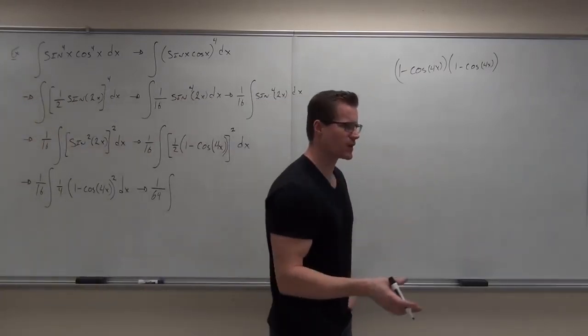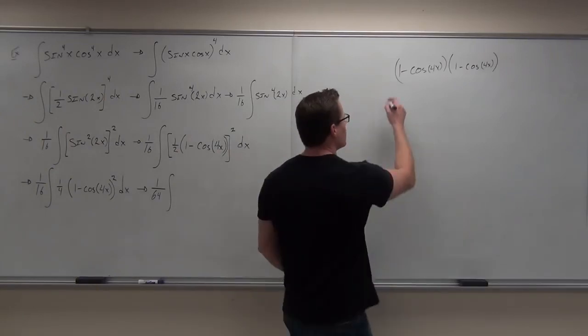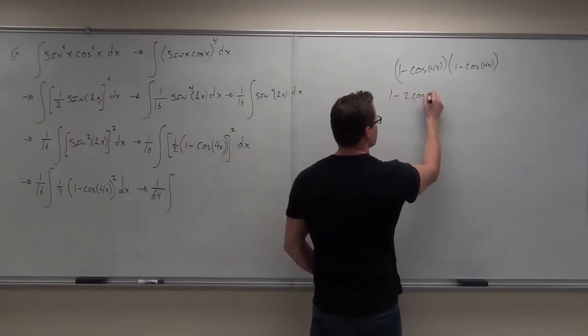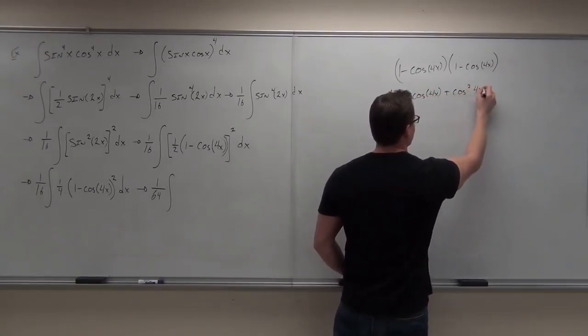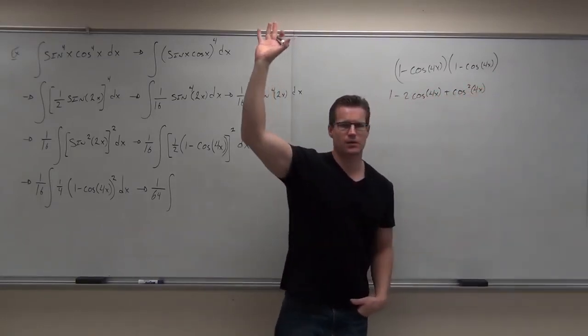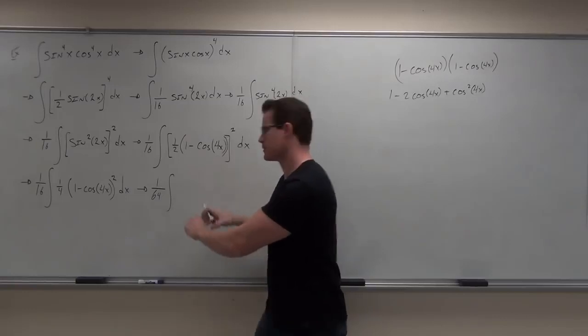It's usually not very hard. You guys know how to FOIL. This is 1 minus 2 cosine 4x plus cosine squared 4x. How many people got that? Perfect. That's what goes here.